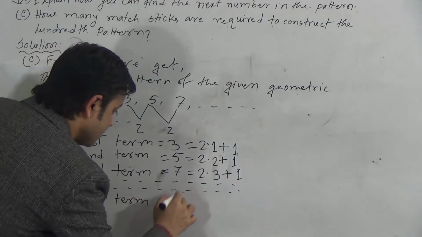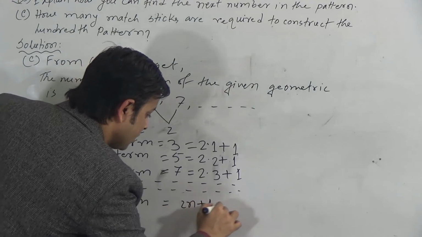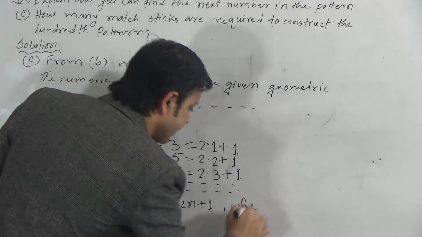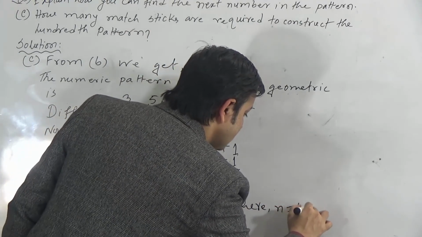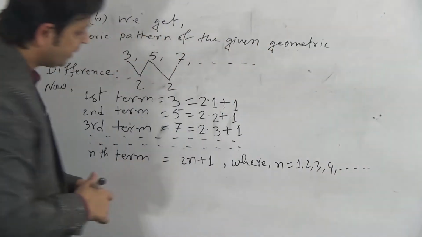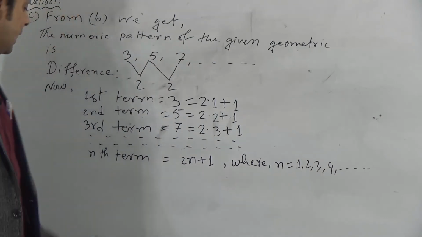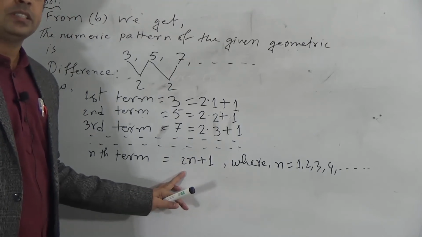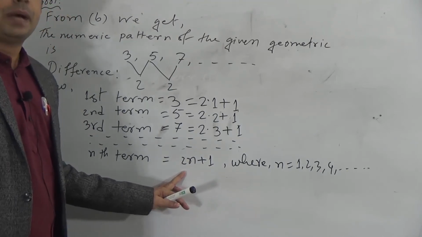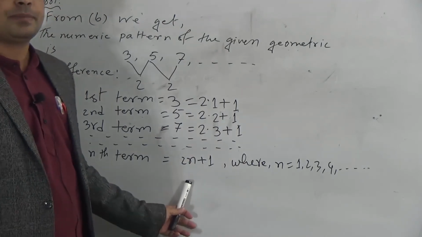So we can write here the nth term will be 2 into n plus 1, where the value of n is 1, 2, 3, 4, and this will continue in this way. It means that n is a natural number. Okay, dear students, so this is the algebraic expression of the numeric pattern of the given geometric pattern.